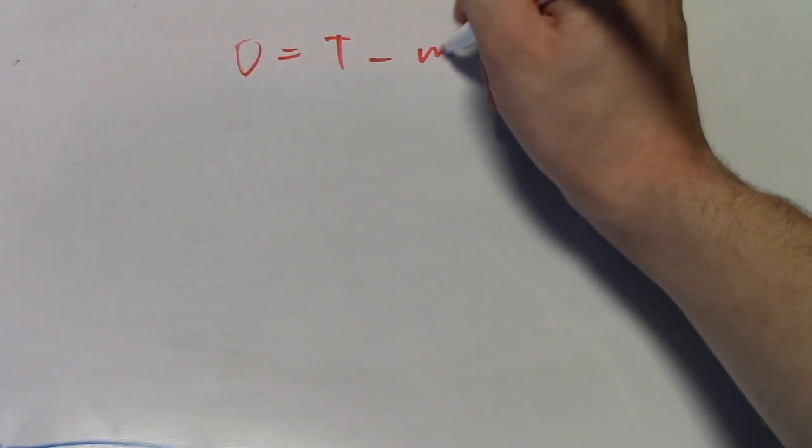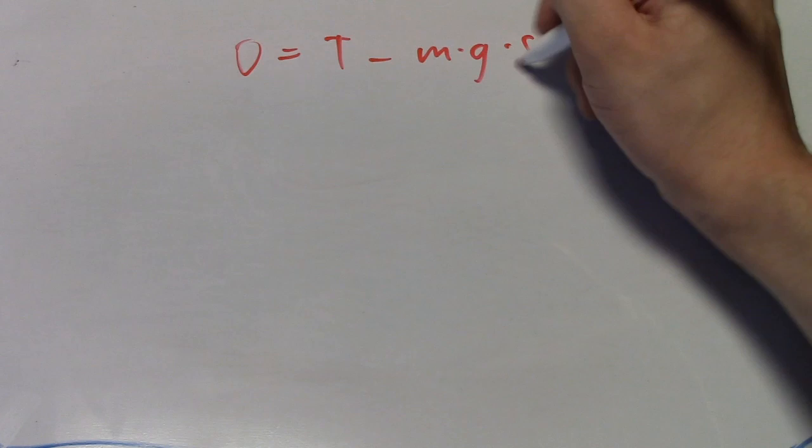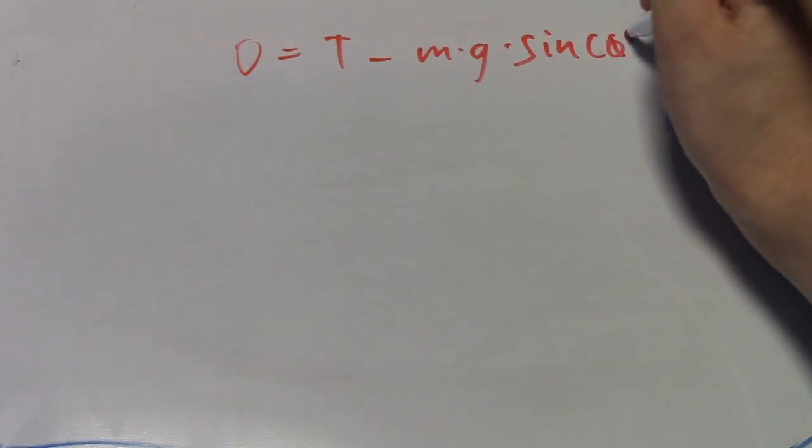I'm going to switch to drag. Now, drag is the force that opposes airplane movement. In many ways, it is equivalent to friction. Now, when the airplane is in equilibrium, drag is equal to the thrust minus the mass of the airplane times the acceleration due to gravity times the sine of theta.